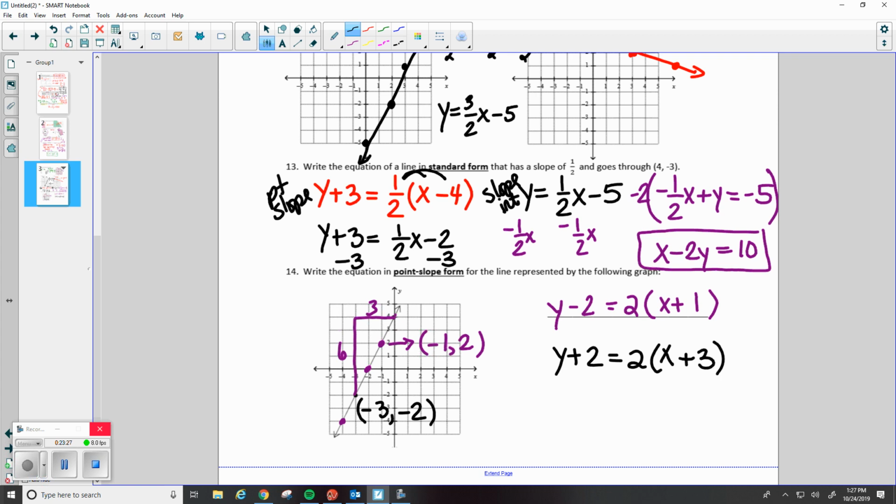If you wanted to use one of the zeros, you could do that as well. There's lots of different possibilities for those answers. You just need to pick one of the points. Make sure you switch the values from positive to negative, negative to positive, and make sure that you have the correct slope.